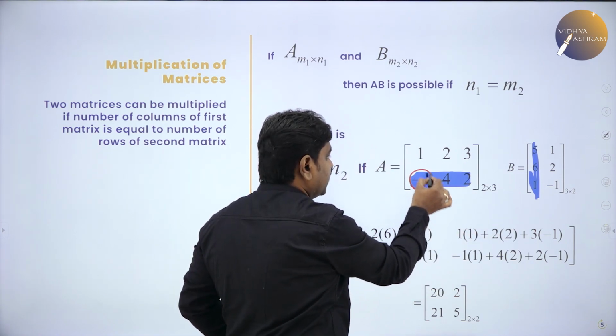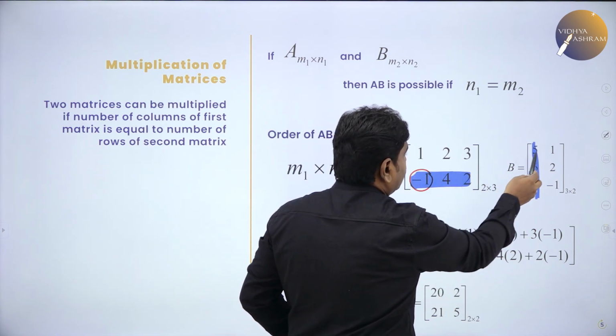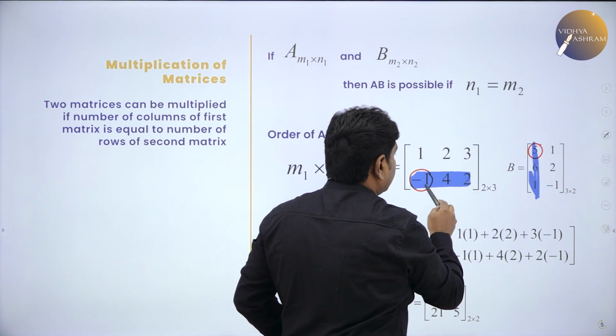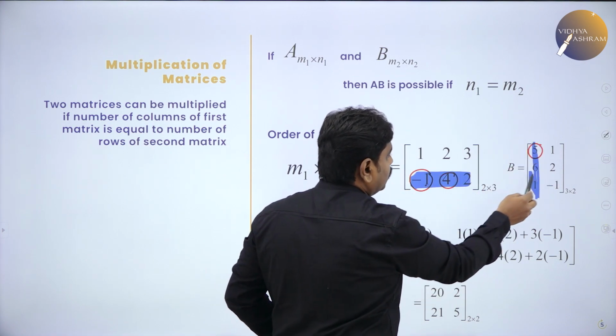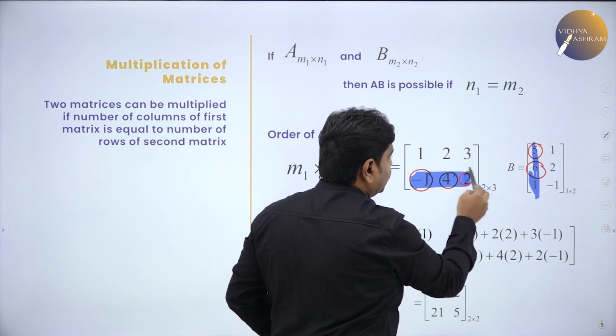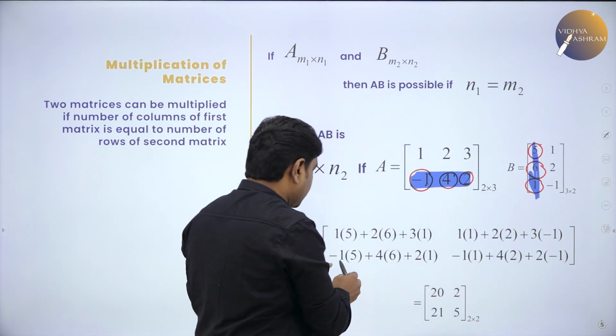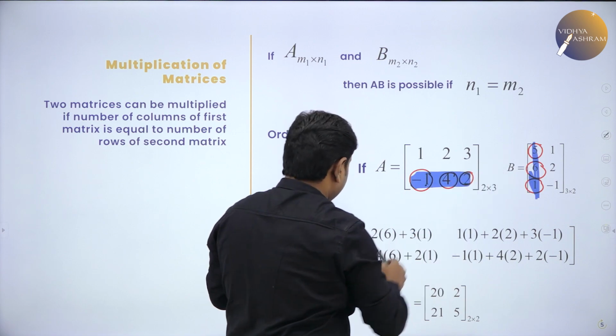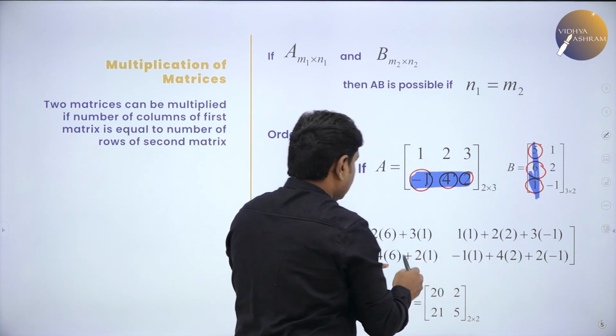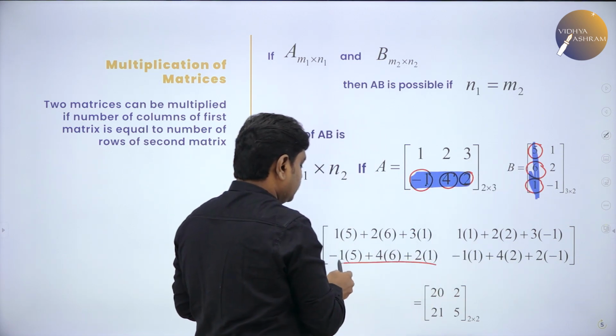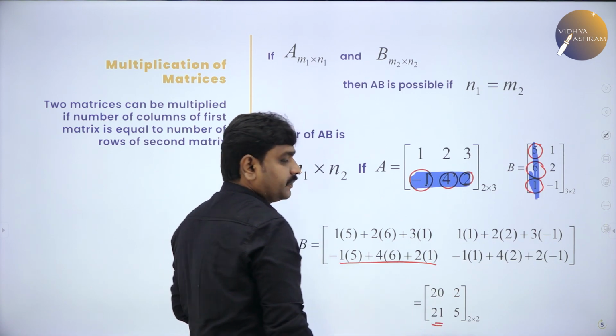Second row first element is minus 1. Second row with first column, we multiply minus 1 into 5, then 4 into 6, then 2 into 1. Here we have multiplied: minus 1 into this, 4 into this, 2 into this. Now we got this. It will give one element called 21.